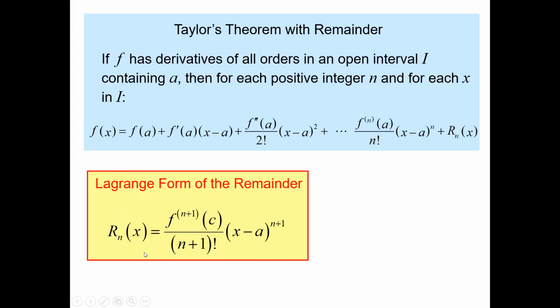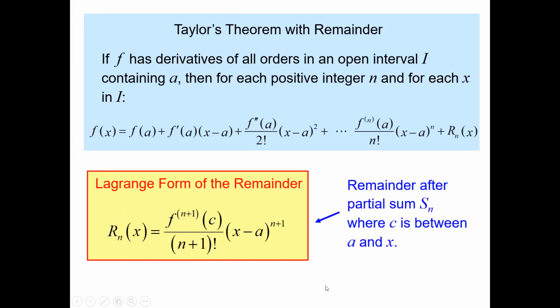The remainder can be thought of as, all right, so connect this to what we did at the end of the last chapter. The n+1th term evaluated at c, and I'll explain what c is in just a minute, over n+1 factorial times x minus a to the n+1th power. Think about where n+1 is coming from. If I stop at n, do you agree that n+1 would be the next term? And so that's going to be where we get that remainder from.